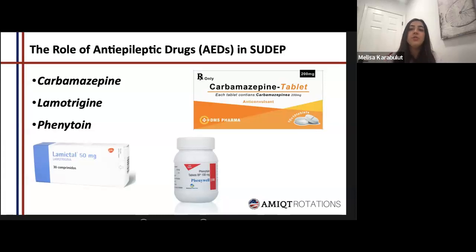Lamotrigine has a potential to inhibit the delayed rectifier potassium ion current, and it causes increased risk of QT prolongation, which I mentioned before, cardiac arrhythmia, and sudden death. Sodium channel blockers such as phenytoin and carbamazepine can have effects on the cardiac conduction system too.